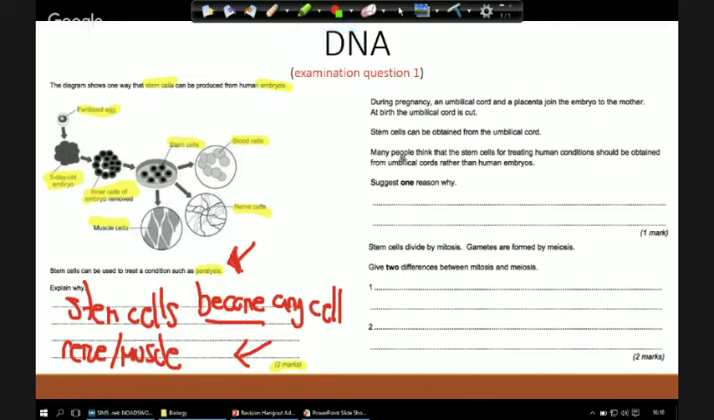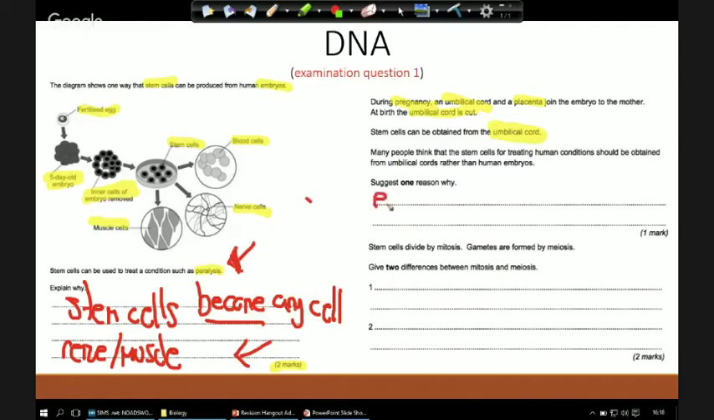Now for the second part, during pregnancy, the umbilical cord and the placenta join the embryo to the mother. At birth, the umbilical cord is cut. Stem cells can be obtained from the umbilical cord. Many people think that stem cells for treating human conditions should be obtained from umbilical cords rather than human embryos. Suggest one reason why.